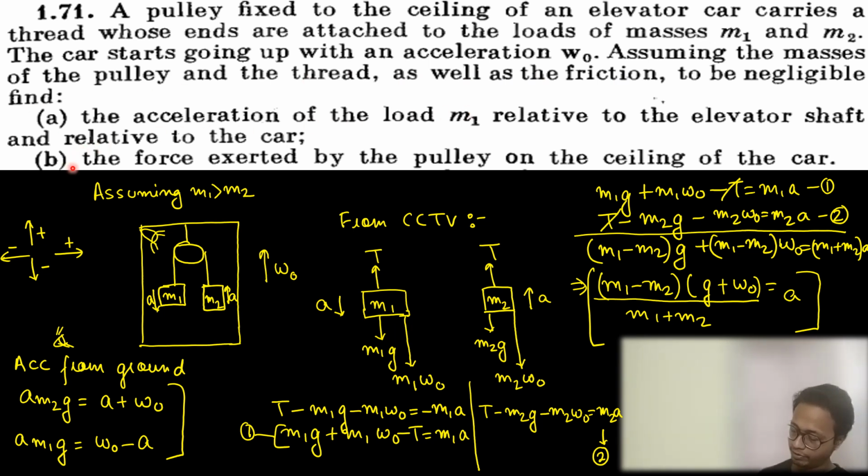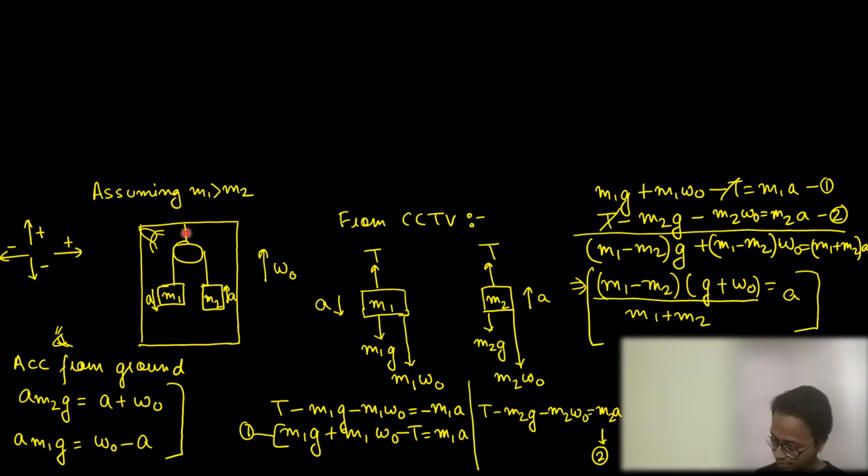Now we get to the second part of the question: the force exerted by the pulley on the ceiling of the car. That means, what is the tension force on this rope? So the second part was to find the tension out here. In this diagram, the tension is T out here and T out here. From the free body diagram of the pulley, this is tension T, this is tension T.